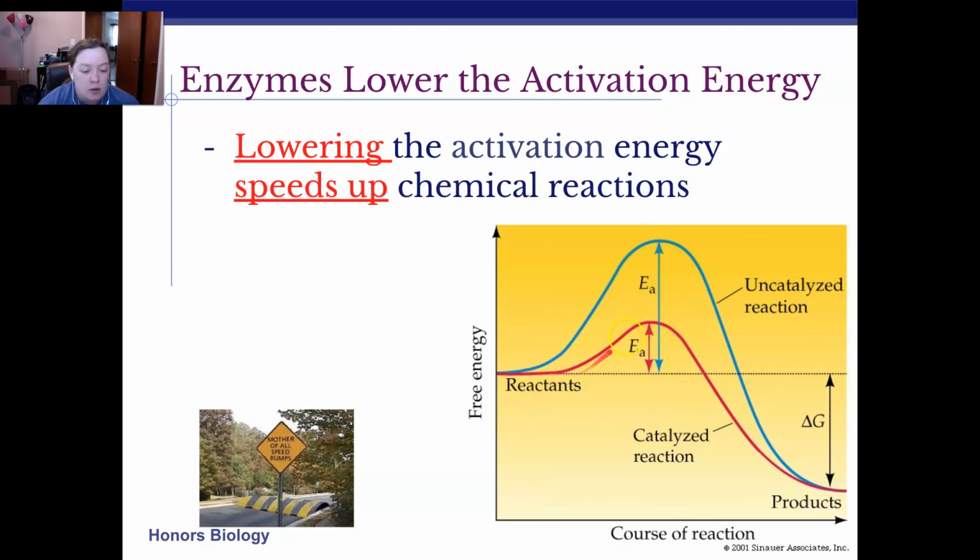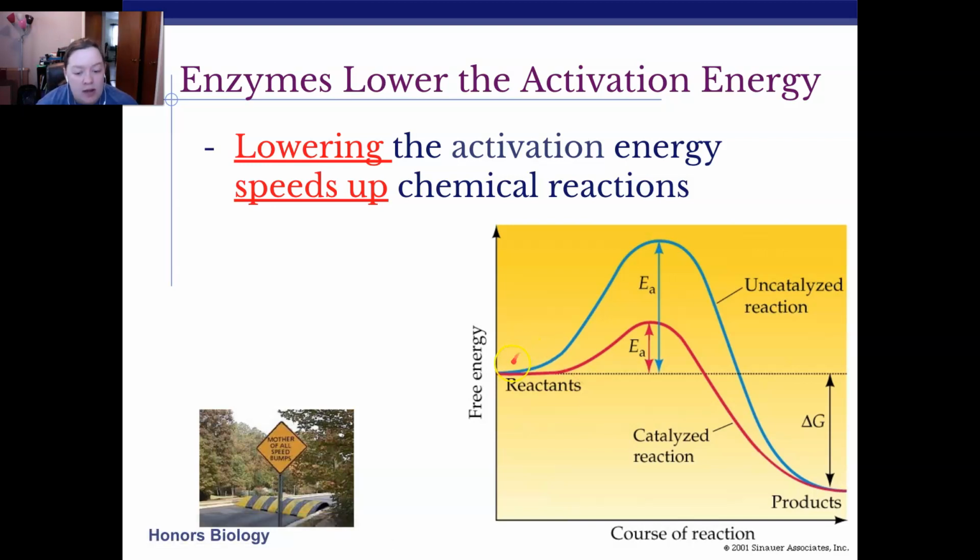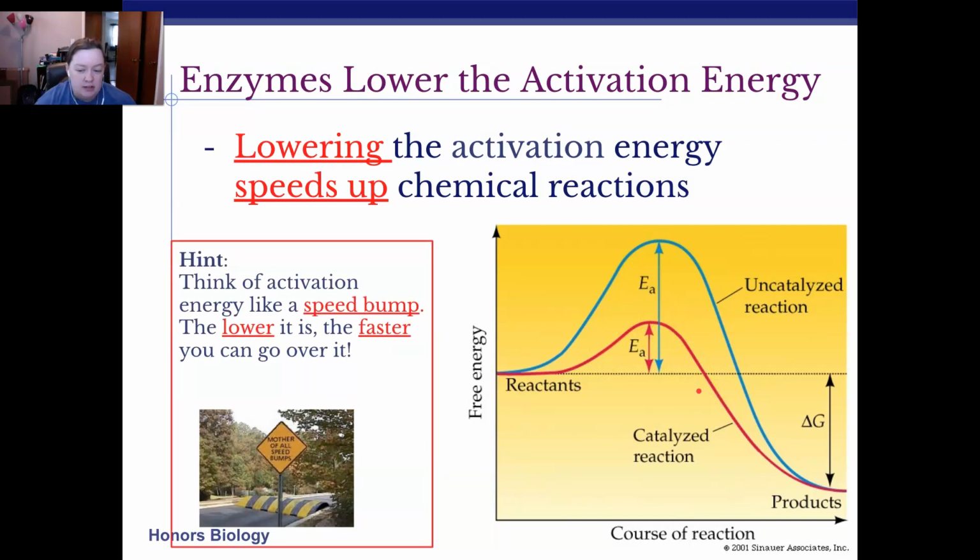So the smaller bump goes much faster, and that's going to be your reaction that is catalyzed, which means it has an enzyme. Whereas if the enzyme wasn't there to help out, we have this huge hill we have to get over before the reaction happens. It's called uncatalyzed because there's no catalyst. So again, our enzyme, which is a catalyst, speeds up our chemical reaction, because I can go faster over the little bump, by lowering the activation energy. So kind of think of it like a speed bump. The lower it is, the faster you can go.